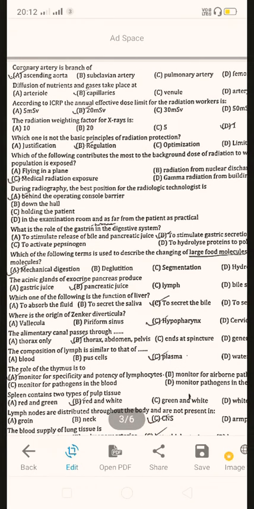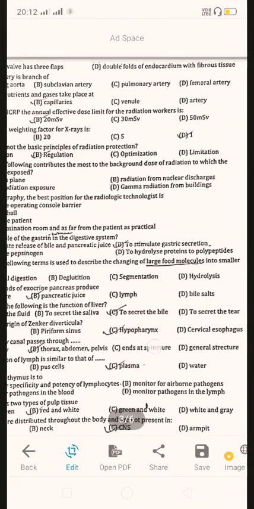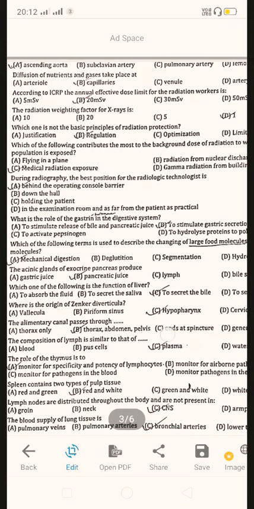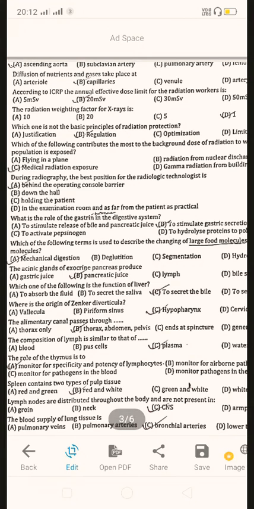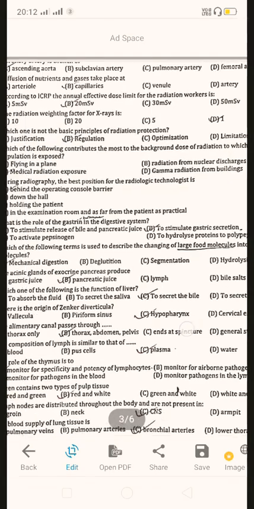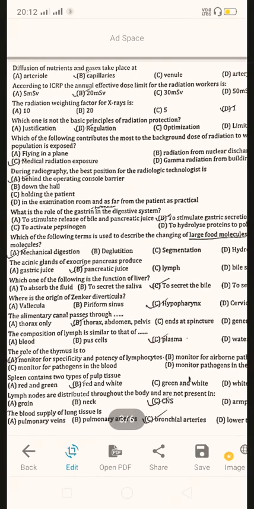Then, which of the following contributes the most to the background dose of radiation to which the population is exposed? The correct answer is medical radiation exposure, which is all around as background, along with secondary and primary radiation equipment. So it's medical exposure, not flying in a plane. So the correct answer is C.